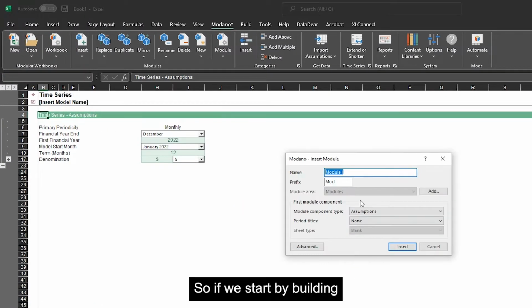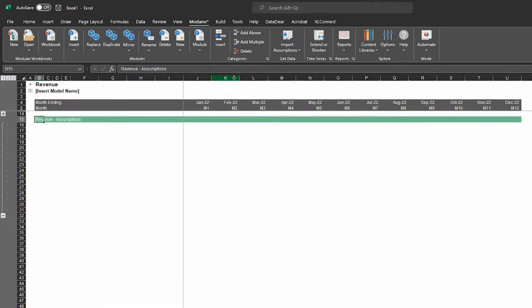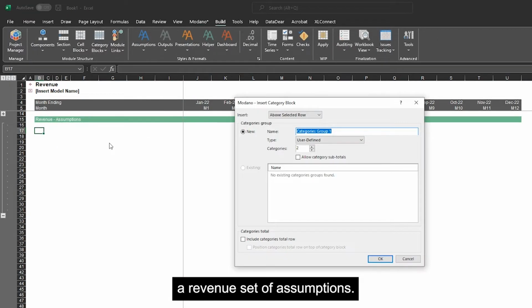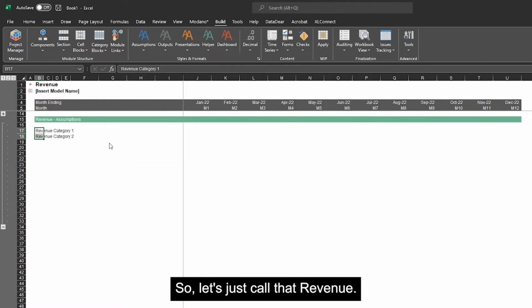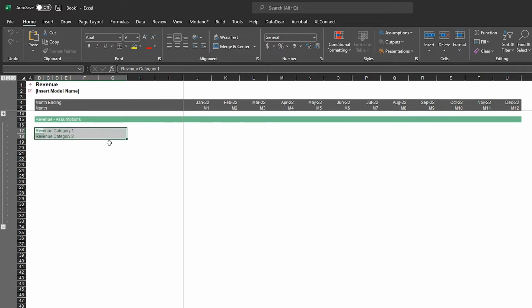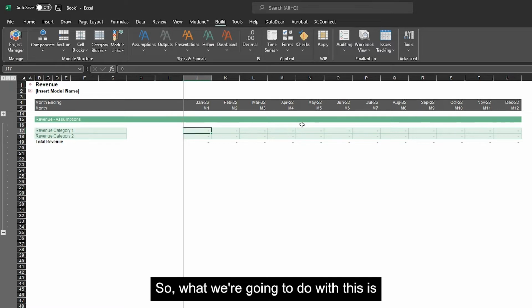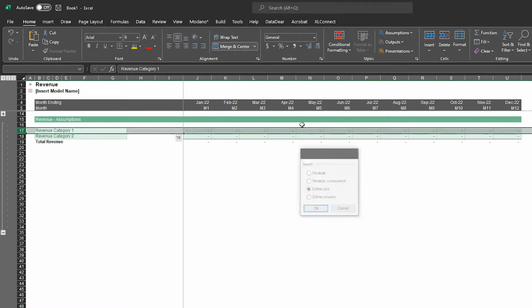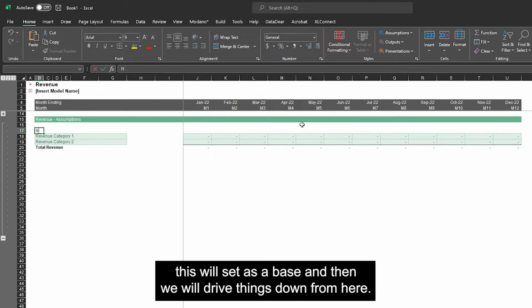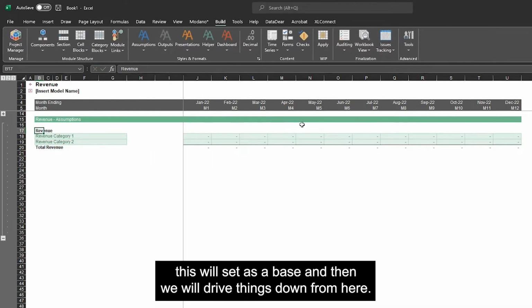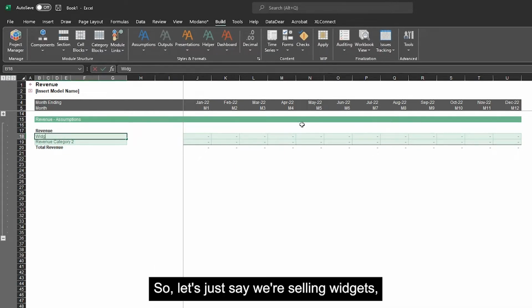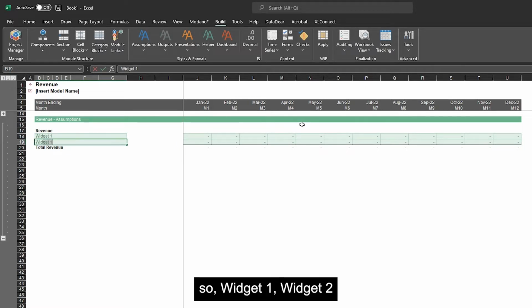So what we'll look at is revenue. If we start by building some revenue forecasts, I'll bring in a revenue set of assumptions. Let's just call it revenue. What we're going to do with this is set us a base, and then we will drive things down from here. So let's just say we're selling widgets. Widget one and widget two.